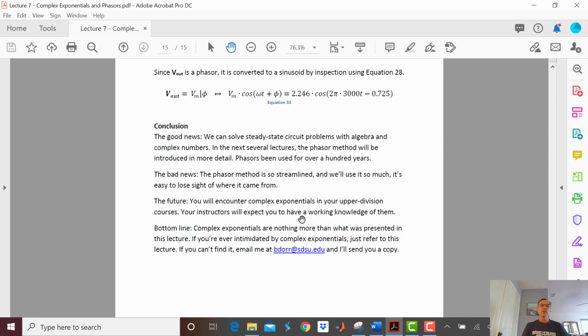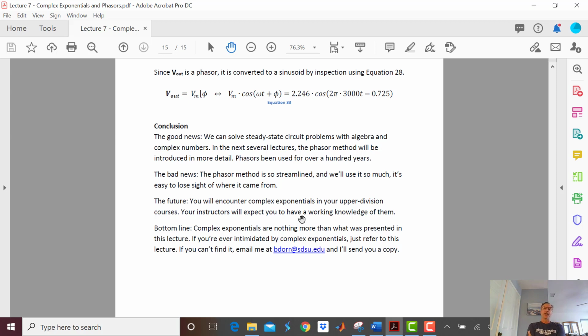So, the good news is that we can solve steady-state circuit problems with algebra and complex numbers. We don't have to use differential equations each time. In the next several lectures, the phasor method will be introduced in more detail. And these phasors have been used for 100 years. Nobody's figured out a better way.